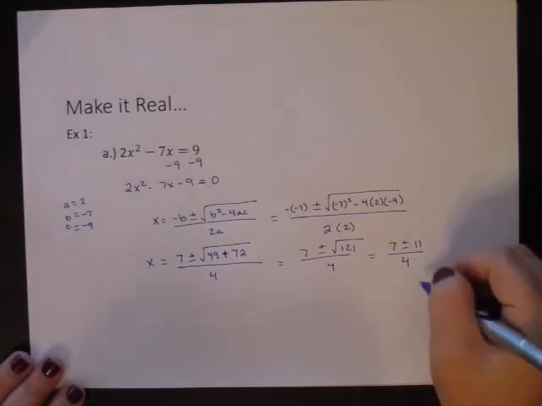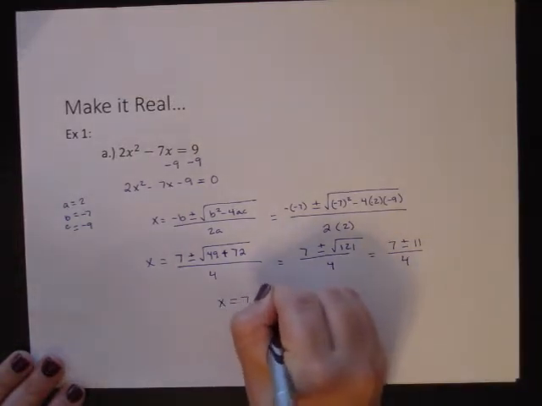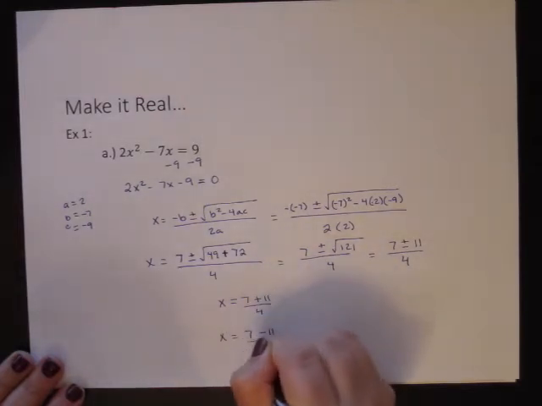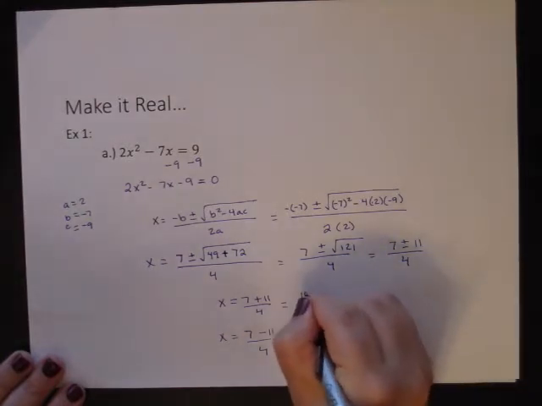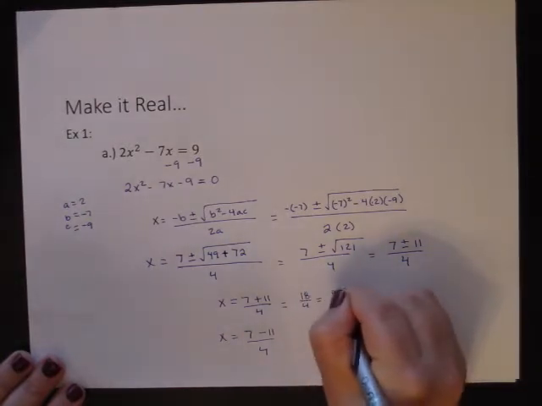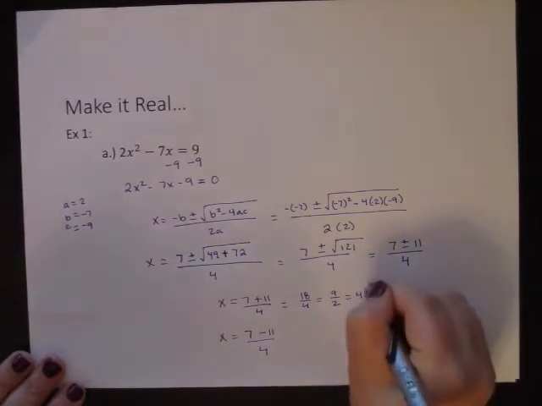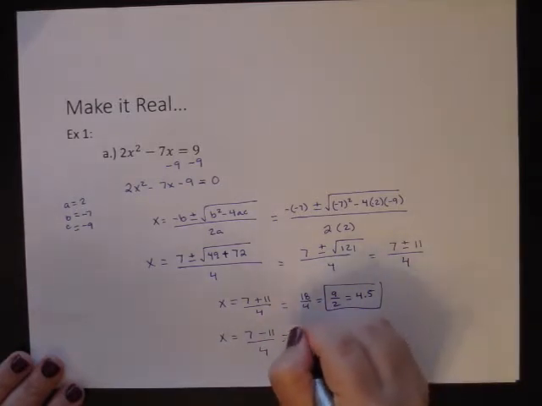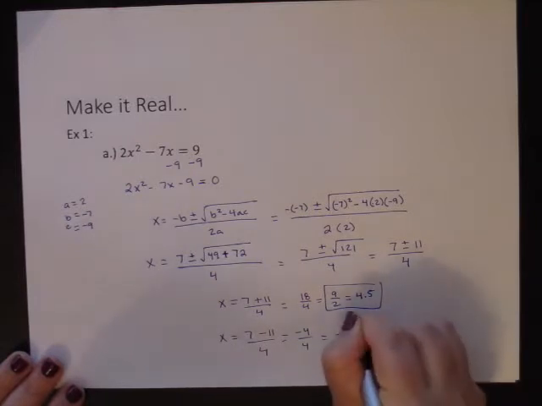And because they're all whole numbers, I've got to break it up. So I've got x equals 7 plus 11 over 4, and x equals 7 minus 11 over 4. So 7 plus 11 is going to be 18 over 4, which will reduce down to 9 over 2, which if you put it in your calculator and got 4.5, either one of those two answers would work for me. 7 minus 11 is negative 4 over positive 4, which would be negative 1.